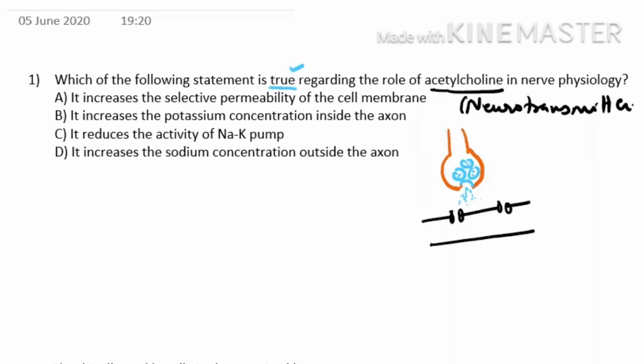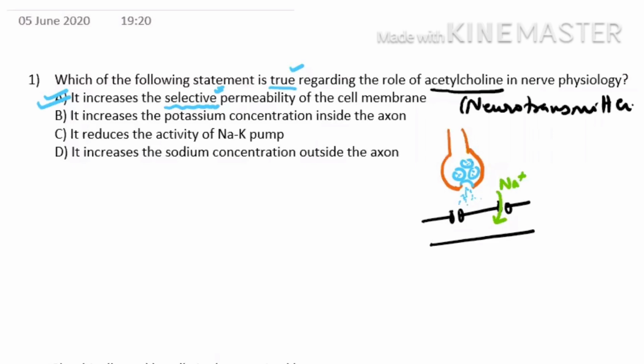So acetylcholine's work is to increase the permeability of the cell membrane, and selective permeability. This is important. Selective permeability it is increasing, means it is allowing the sodium to go inside. See here the diagram carefully. The sodium will start going inside, means action potential will be generated. So they have increased the permeability and that also selective permeability. So the answer will go to this.